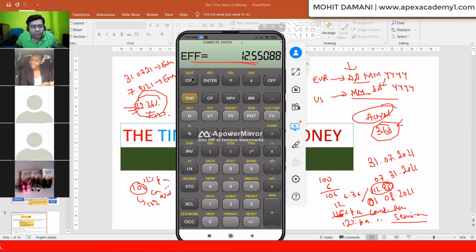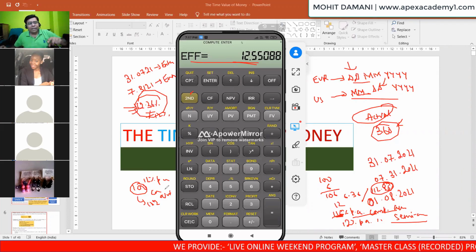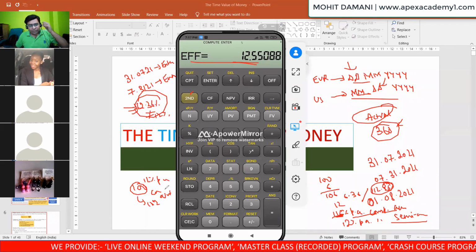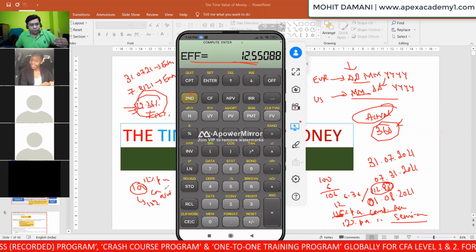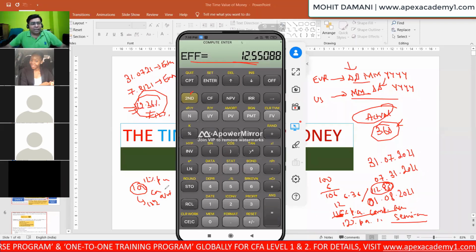12.55%. Okay, this is the effective annual rate if 4 times compounding happens. So from any rate to any rate you want to convert, you can use this interest conversion function. I will explain that practically. Also, I advise my students that you should avoid using this and should be using a formula that I will show you now.